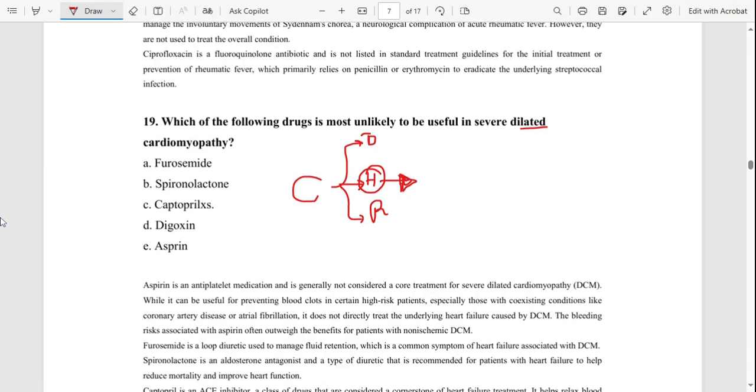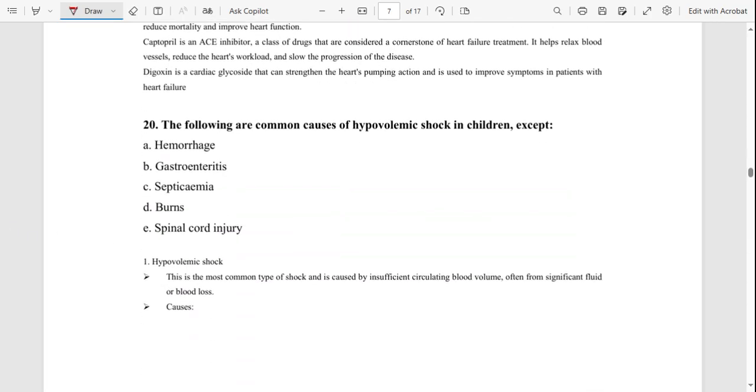And then question number 20. The following are common causes of hypovolemic shock in children except: hemorrhage, gastroenteritis, septicemia, burns, spinal cord injury. What do we think about this one? Which one is not a common cause of hypovolemia in children?